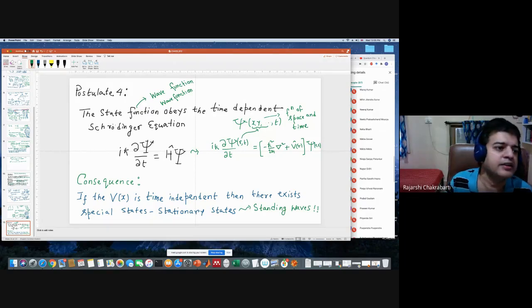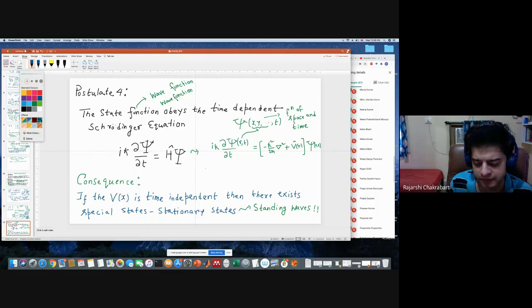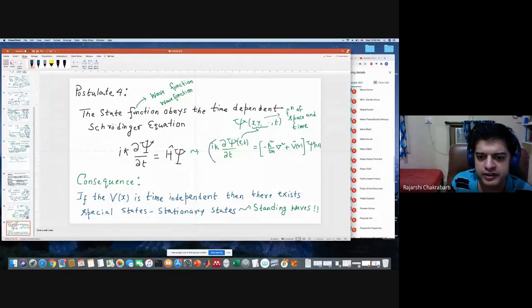And this is called the time dependent Schrodinger equation, and actually, strictly speaking, this is the Schrodinger equation. This is called the time dependent Schrodinger equation.